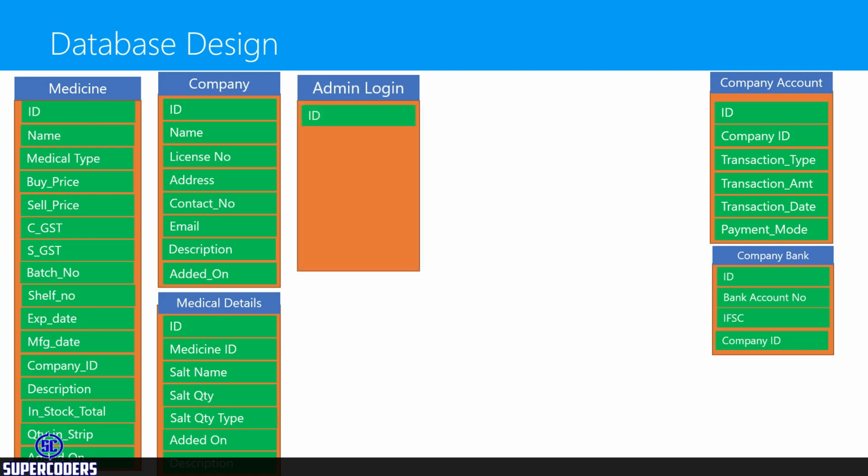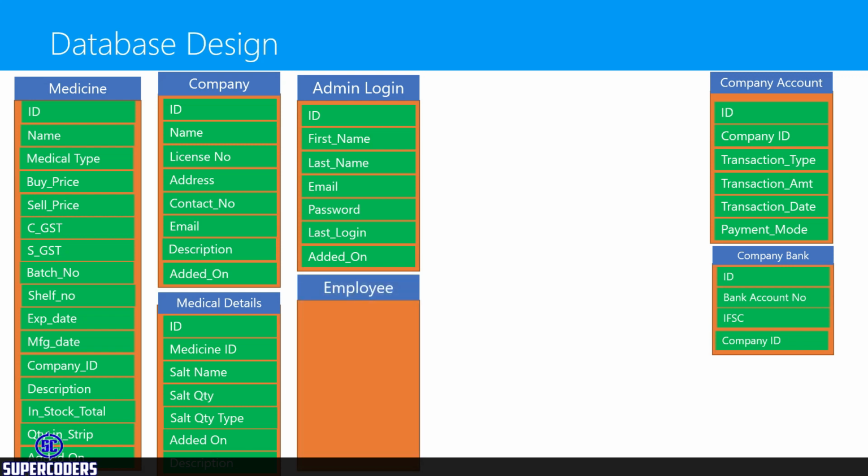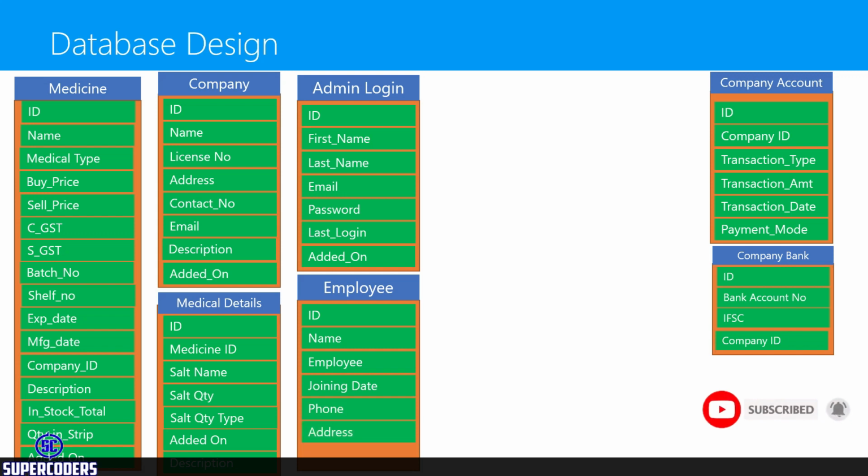Then I am creating the admin login table, which has ID, first name, last name, email, password, last login, and created on. Then I will come to the employee table. Here are the fields of the employee table: ID, name, employee joining date, phone number, address, added on.